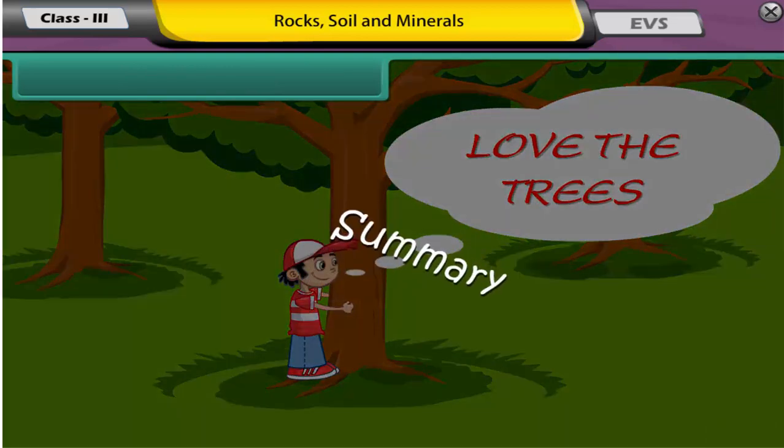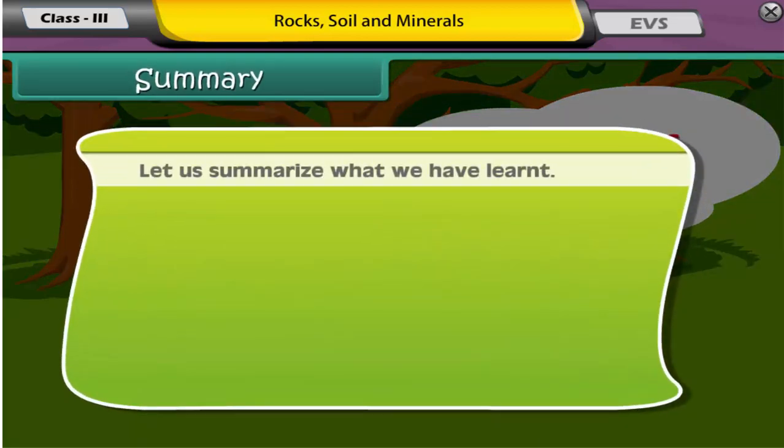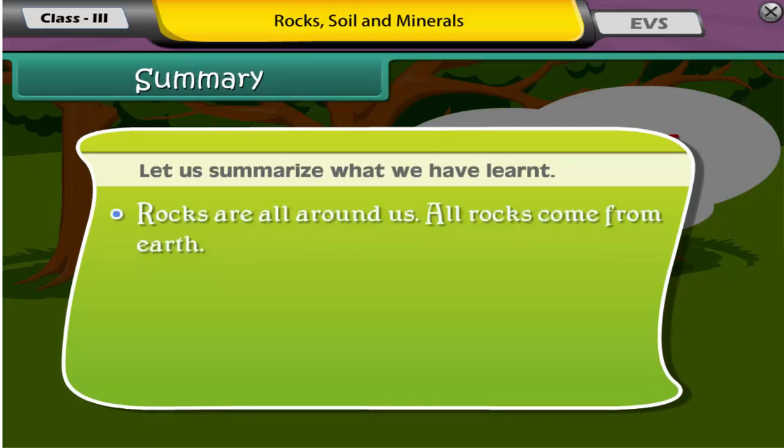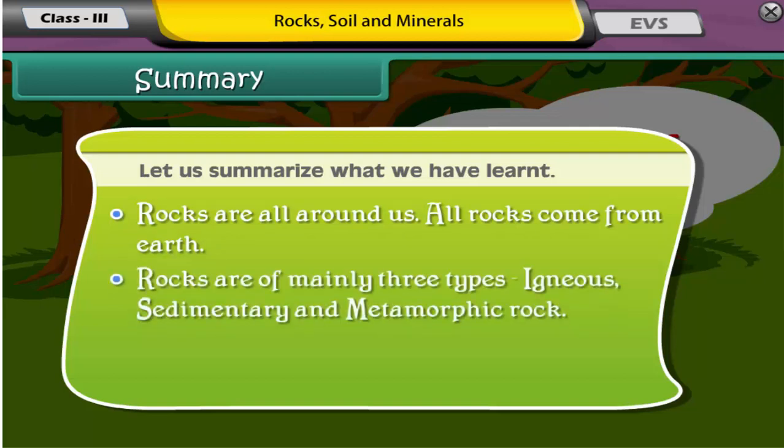Summary. Now friends, let us summarize what we have learned. Rocks are all around us. All rocks come from the earth. Rocks are of mainly three types: igneous, sedimentary, and metamorphic rock. Rocks are formed of minerals.